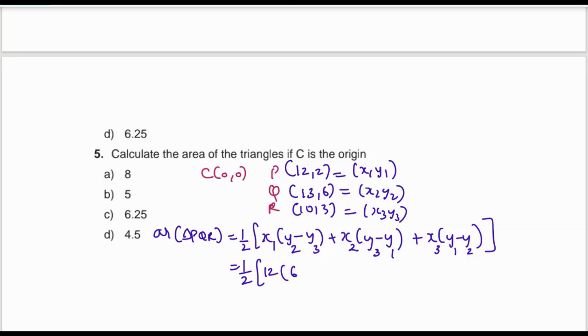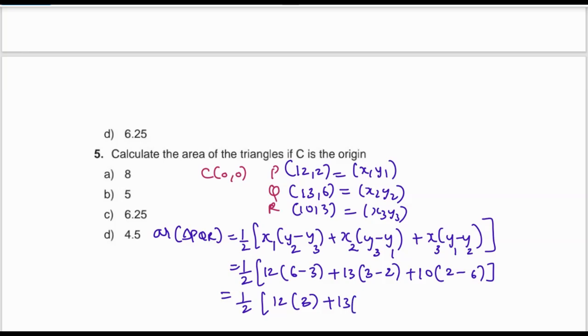6 minus 3, then plus x2 is 13. That will be y3 is 3 minus 2 plus x3 is 10. Then y1 is 2 minus y2 is 6. So yeah, you get 1 by 2, 12. 6 minus 3 is 3, then plus 13. 3 minus 1 is 3 minus 2 is 1 plus 10. 2 minus 6 is minus 4.